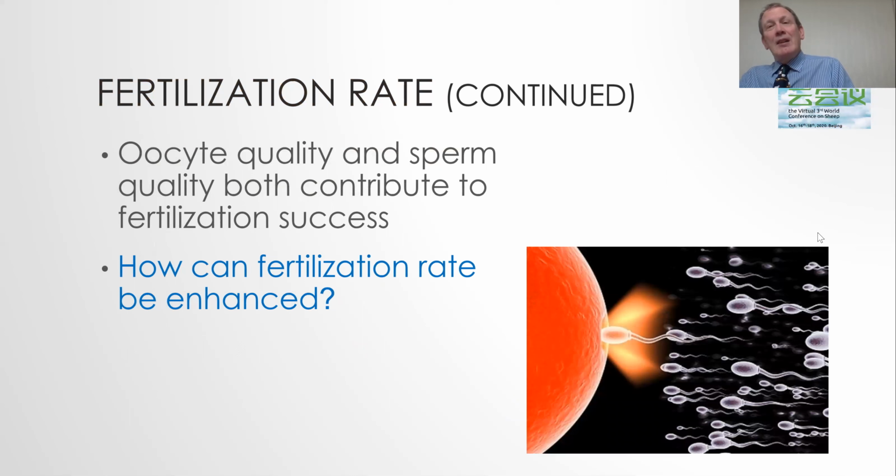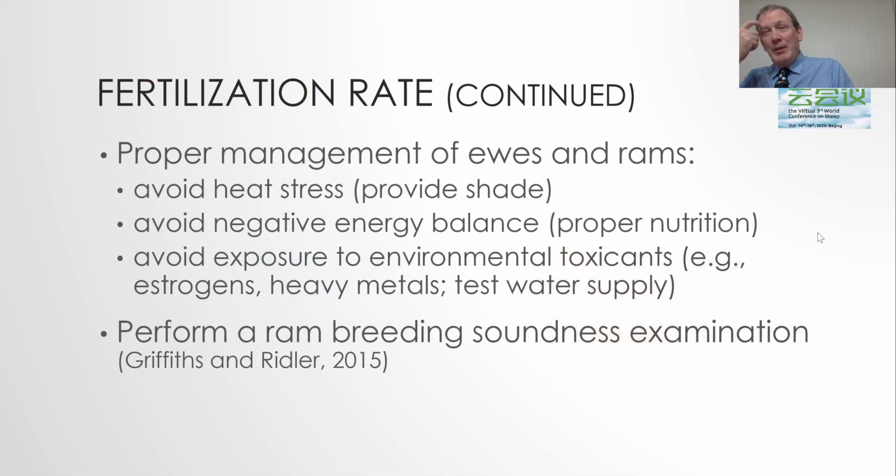And so when I think about fertilization rate, we know that there's two things that have to come together. We've got to have a good quality egg released from that ovarian follicle at the time of ovulation. And in addition, we need good quality sperm coming from that ram. And if either oocyte quality or sperm quality is deficient, of course, this is going to adversely impact fertilization. So what can we do to try to enhance our fertilization rate in sheep?